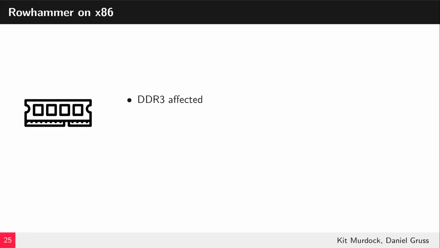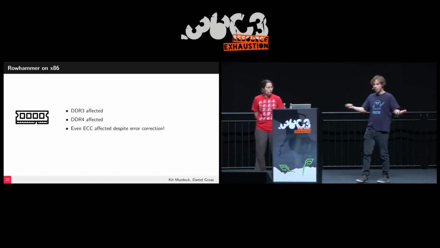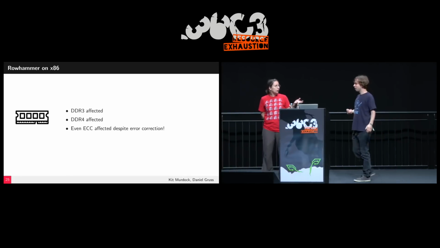For Rowhammer, that's also maybe a question. For Rowhammer, why would we even care about other fault attacks? Because Rowhammer works on DDR3, it works on DDR4, it works on ECC memory. How does it deal with SGX?